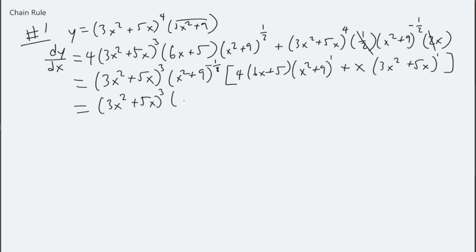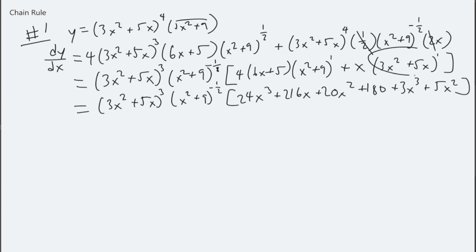And in this step, we're going to be expanding the inner function here. And once fully expanded, we're going to get 24x cubed plus 216x plus 20x squared plus 180. And that's this first part here, followed by our 3x cubed plus 5x squared, which is going to be the second part here.